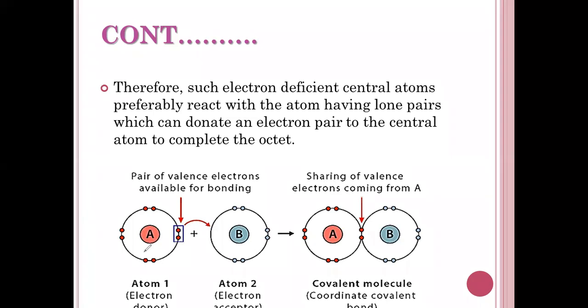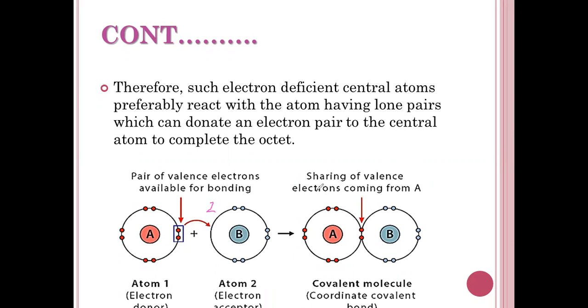So look at here. A is one atom, B is another atom. They are telling us A is an electron donor. Why? It has a pair of valence electrons available for bonding. Now atom B has only 6. It needs 2 more. What is happening here? A is providing the lone pair of electrons, and A is the donor. B is what? The acceptor.